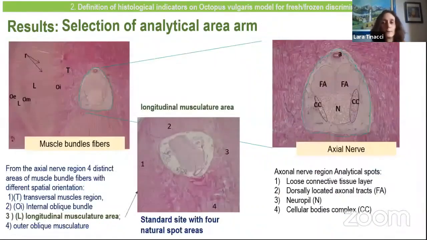About the arm, we considered both the muscle area and the axial nerve, which were all included as the microstructure to be analyzed for the further comparative analysis.